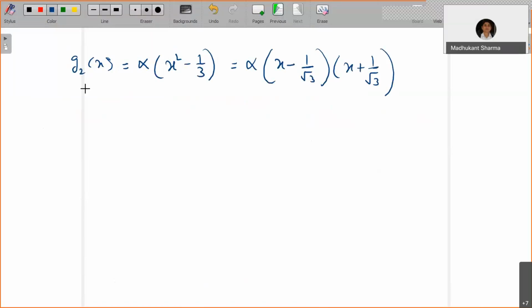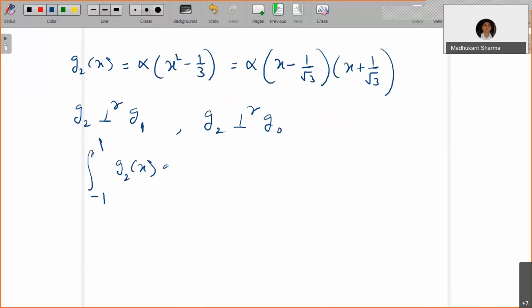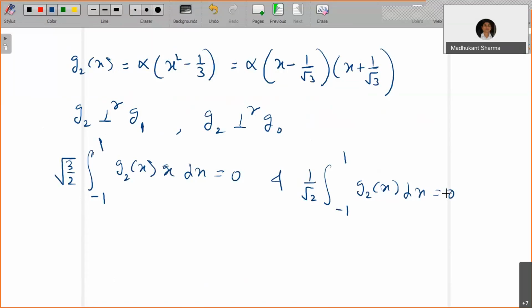If you put this equation equal to 0, very clearly G2 is orthogonal to G0 and G2 is also orthogonal to G1. Means the integral from minus 1 to 1 of G2 of x times G1, where G1 is a constant times square root of 3 by 2 x, dx is 0, and the integral from minus 1 to 1 of 1 by root 2 times G2 of x dx is 0. And this gives you two distinct roots. You have x0, you can choose minus 1 by root 3, and x1 is 1 by root 3. These are the roots of G2 of x, x0 and x1.